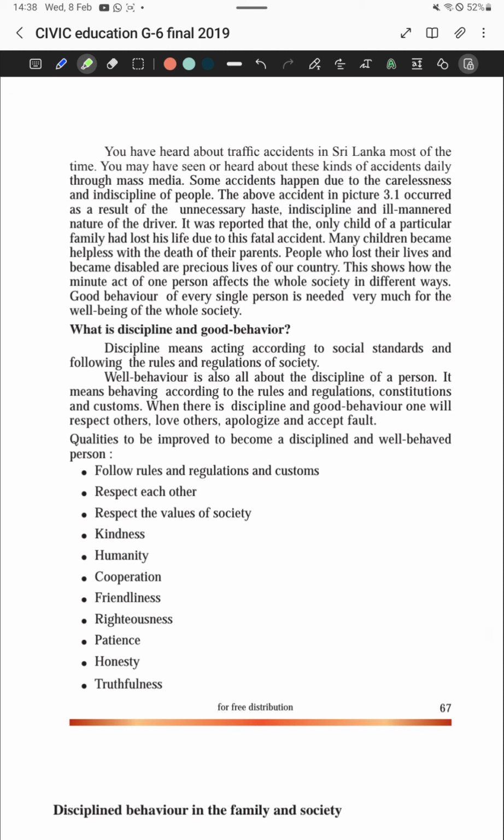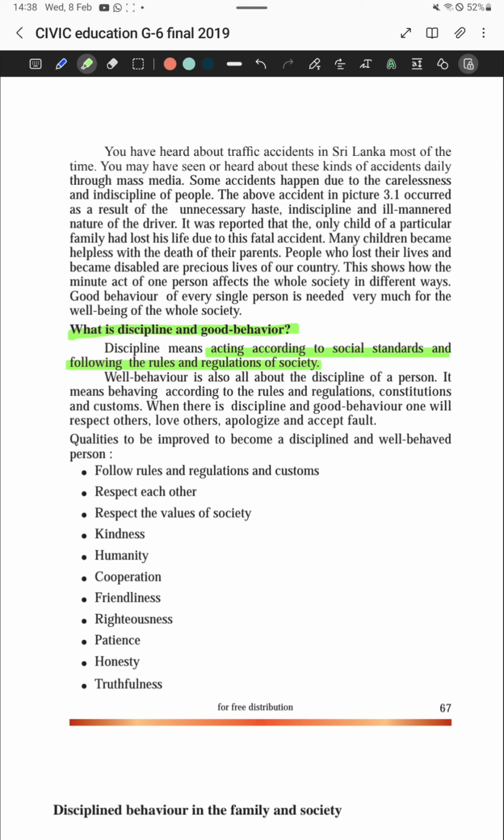But we need to know what discipline is and what good behavior is. This is the part you must know, right? So discipline means acting according to social standards and following the rules and regulations of the society, right? So when you are in society, you have ethics and also social standards. You have to follow those things, right?